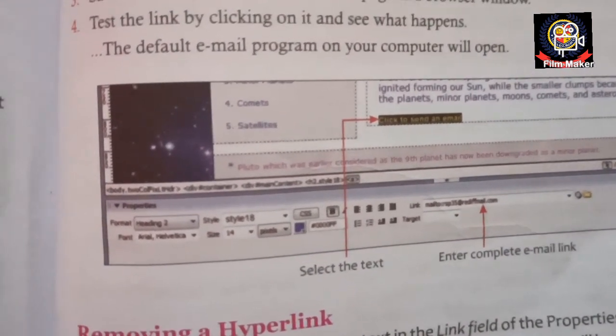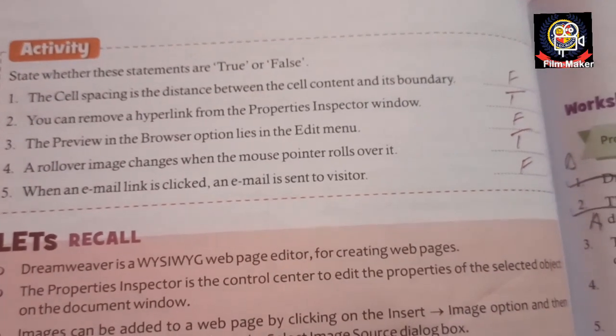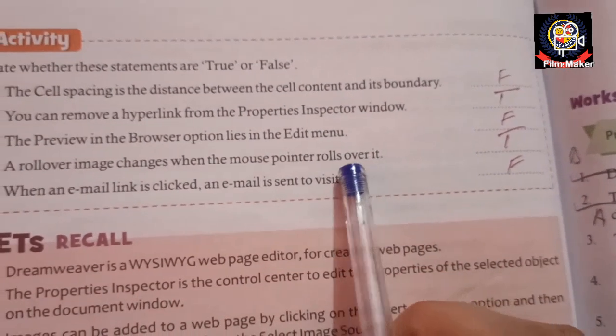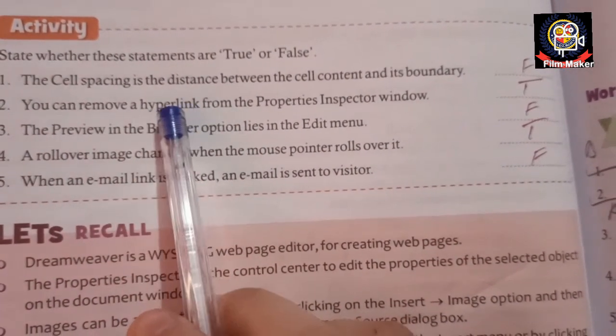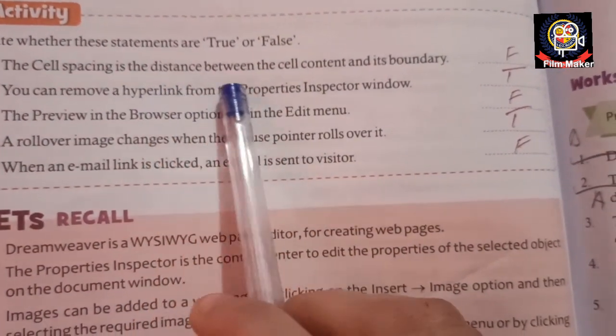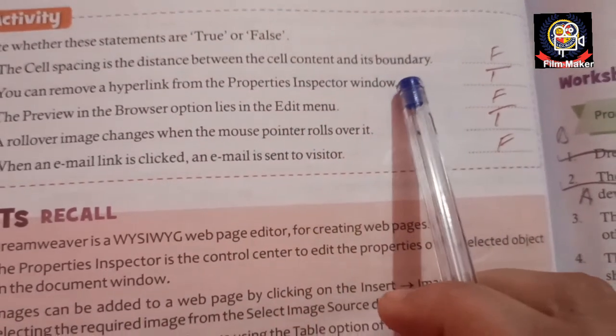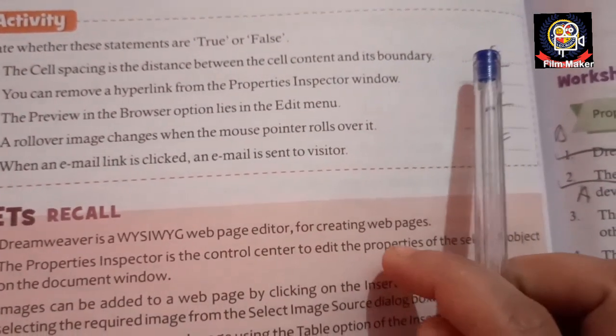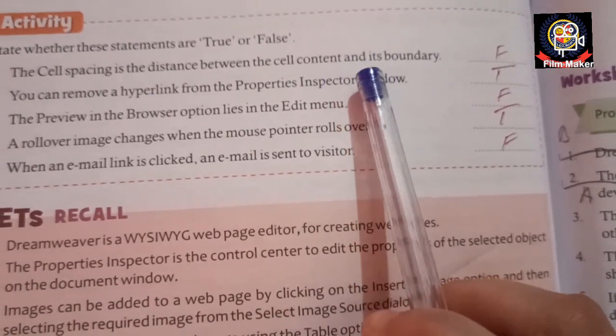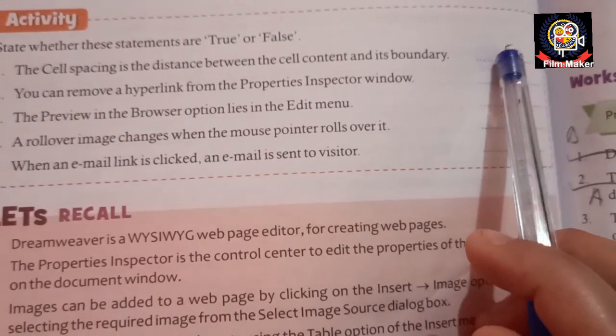So this is the last exercise of this chapter which is given in between. Let's discuss this. State whether the statements are true or false. The cell spacing is the distance between the cell content and its boundary. False. Cell spacing is basically the spacing between the two cells. That's why the statement is false.